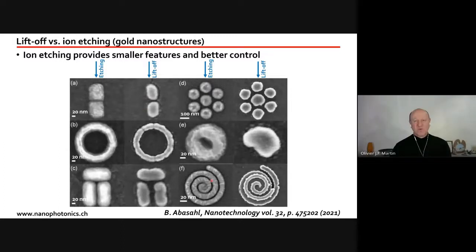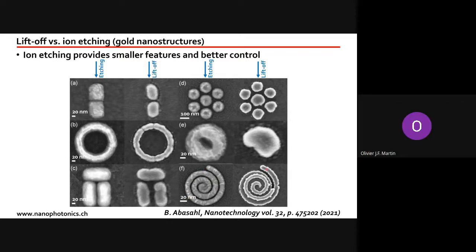If you try to do something like a spiral, you can do that with etching, but if you try to do it with liftoff, you see it doesn't work. If you try to have something like a donut with an opening in the middle, it works with etching, but it doesn't work with liftoff. And the etching approach, I think, is superior, but it's not being used a lot yet. So I hope in the future it's something that will be picked up to fabricate very, very tiny structures.